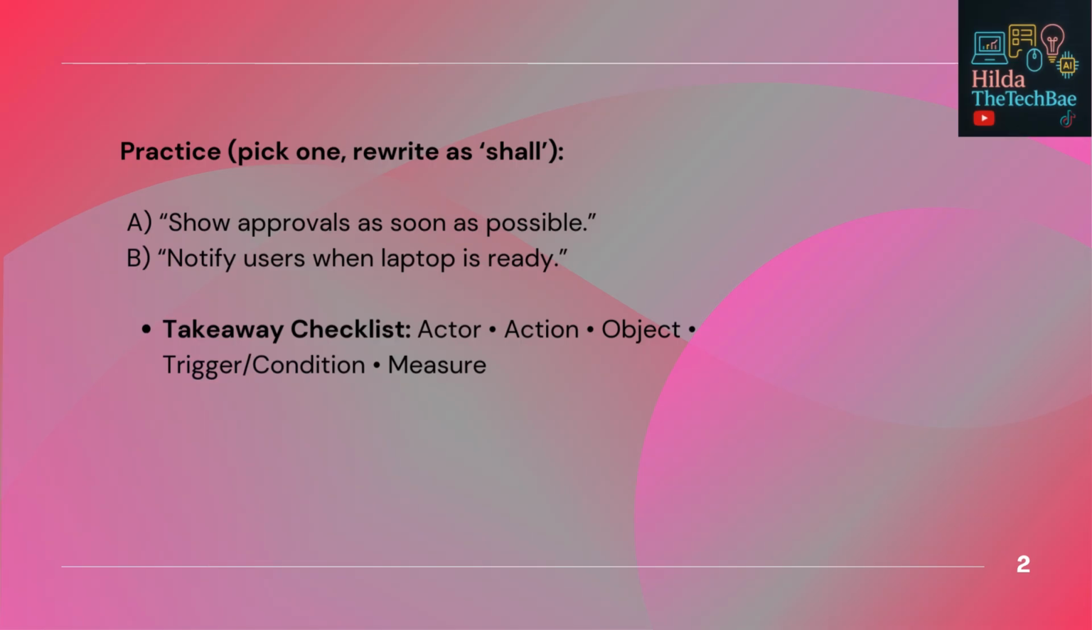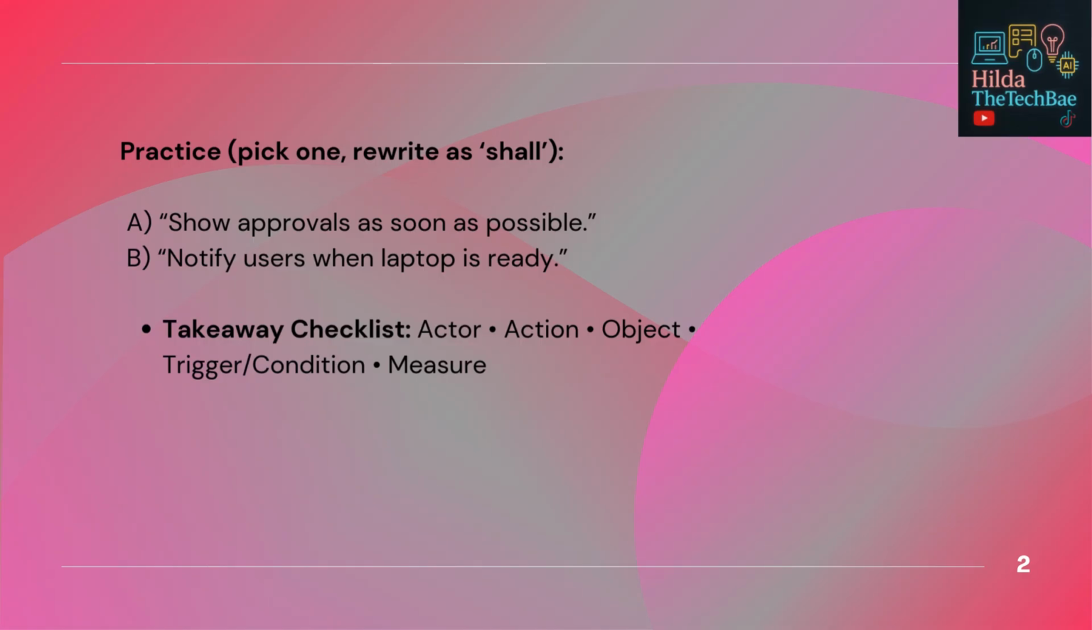So try it, A or B, use the formula. The example for the first is: The portal shall display approver status within 2 seconds of any change, right? That would be a good one. What is here on the screen is too vague. So it's not feasible, it's not going to be testable, if you don't have the portal shall display approval status within 2 seconds of any change.